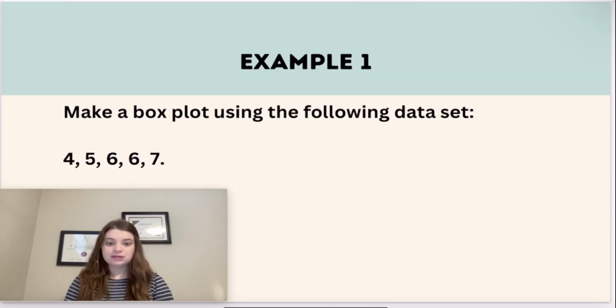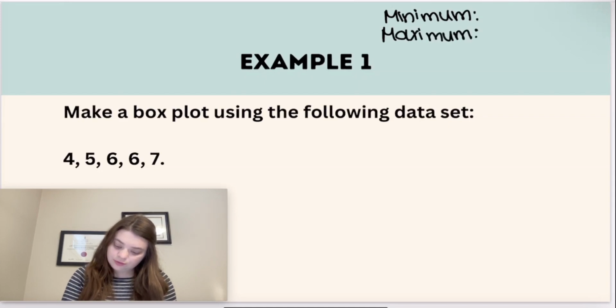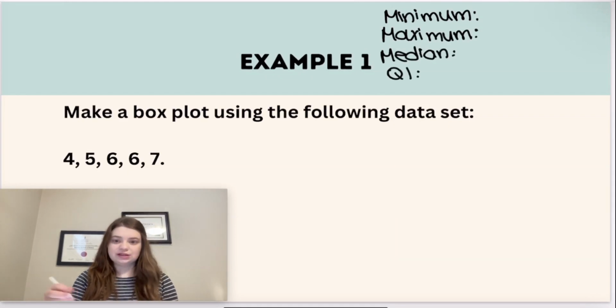In order to make a box plot, there are 5 things that we need to figure out from this data set. The first one is the minimum. The second one is the maximum. The third one is the median. The fourth one is Q1, also known as lower quartile. And the last one is Q3, also known as upper quartile.